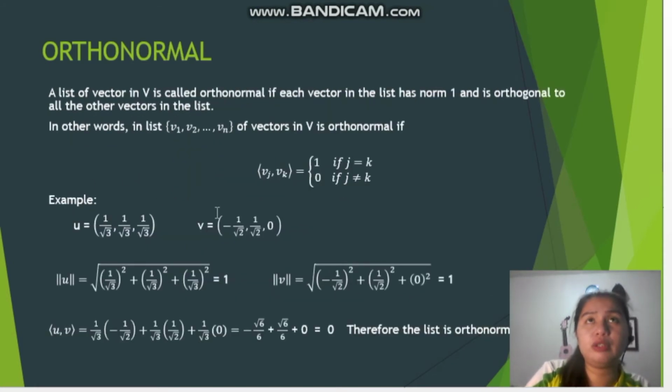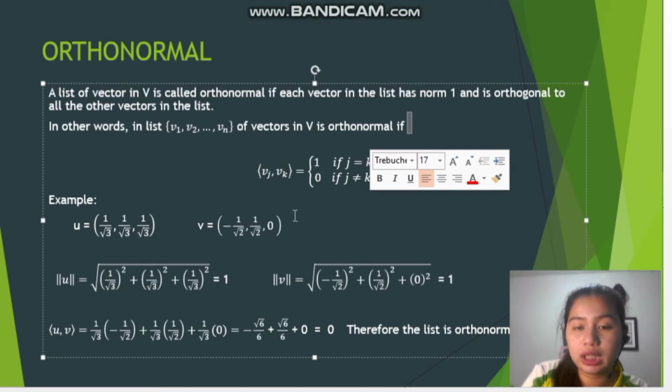Next is, meron naman tayong tinatawag na orthonormal. When we say orthonormal, a list of vectors in V, or in a vector space, is called orthonormal if each vector in the list has norm 1 and is orthogonal to all the other vectors in the list. In other words, a list v sub 1 up to v sub n of vectors in V is orthonormal if the inner product of v sub j and v sub k is equal to 1 if j is equal to k, 0 naman if j is not equal to k.